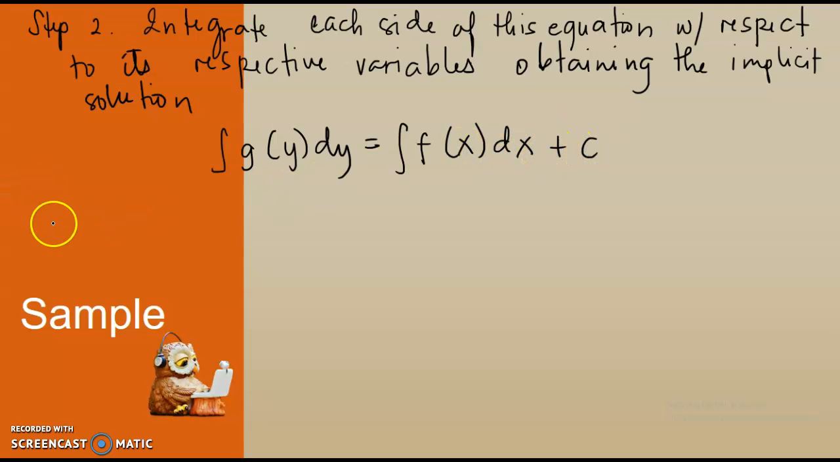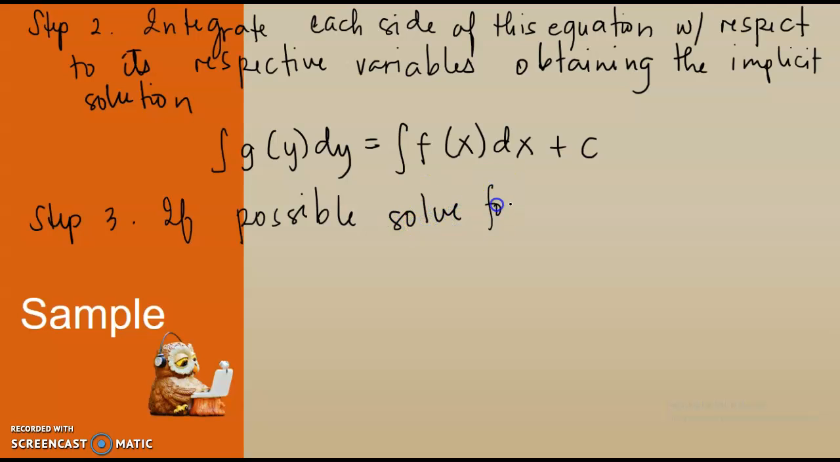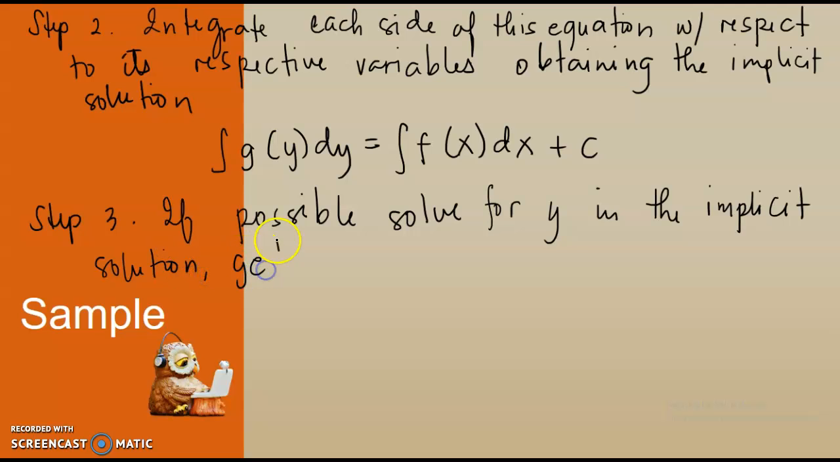Now, for step number 3, if possible, solve for y in the implicit solution, getting the explicit solution.